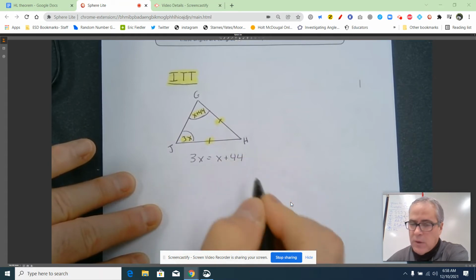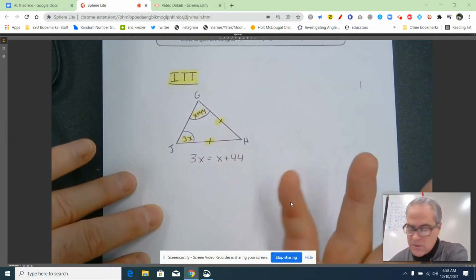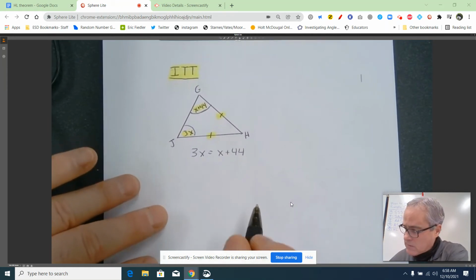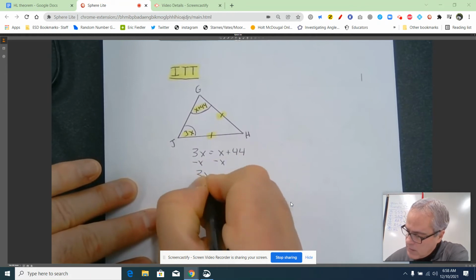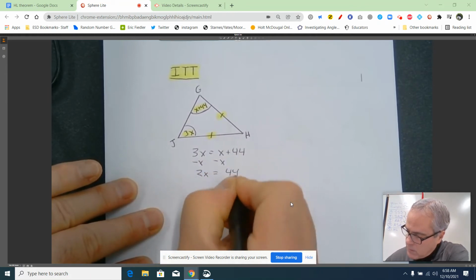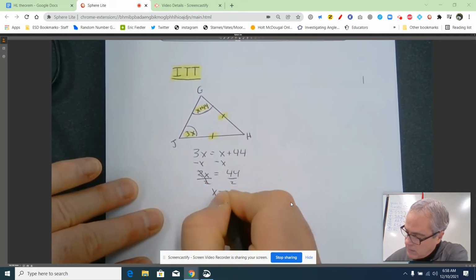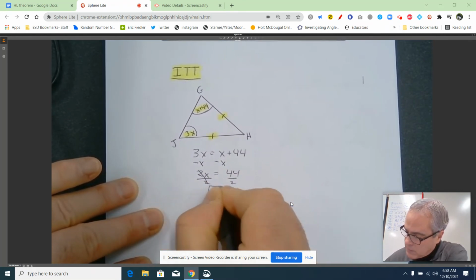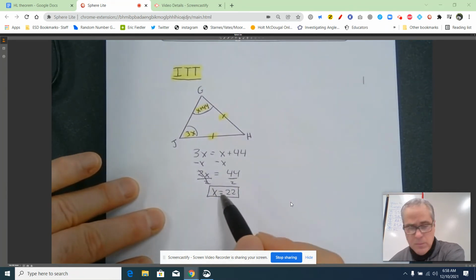If I can get you to the point where you can write an equation, I know our success rate is going to be tremendously good because we can do algebraic equations. I've seen you do it. Minus x from both sides, I get 2x is equal to 44. Divide by 2, and I get x is equal to 22. Now, I noticed that Mr. Fiedler forgot to put directions up here about what to find. So if we had to find x, that would be our answer.